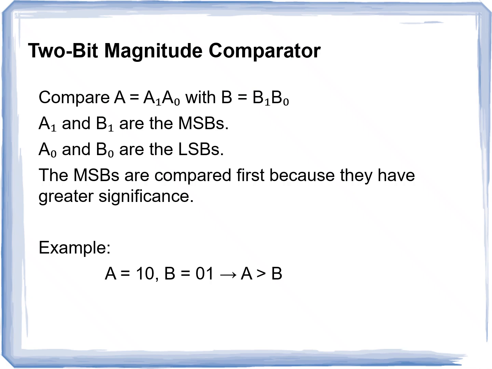In this case, if A equals 1 0 and B equals 0 1, the A value is higher because here it is 1 and here it is 0. So A is greater than B. Based on this comparison, we select the outputs: A equal to B, A less than B, and A greater than B. So based on the input combinations, we get three outputs.